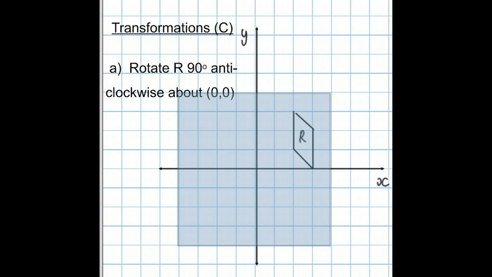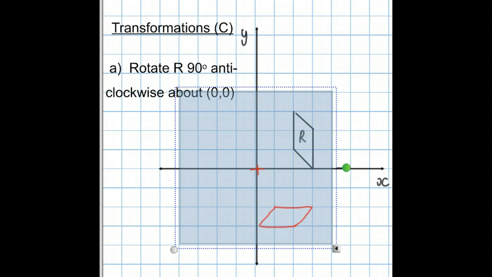And what do we do next? Well, we mark in the center of rotation, and then we trace around the shape you have to rotate. Then you rotate the tracing paper 90 degrees about the center of rotation, in this case the origin. And look, mine slipped slightly, so I'll put it back up there. And if we look, here is the position of my new shape.